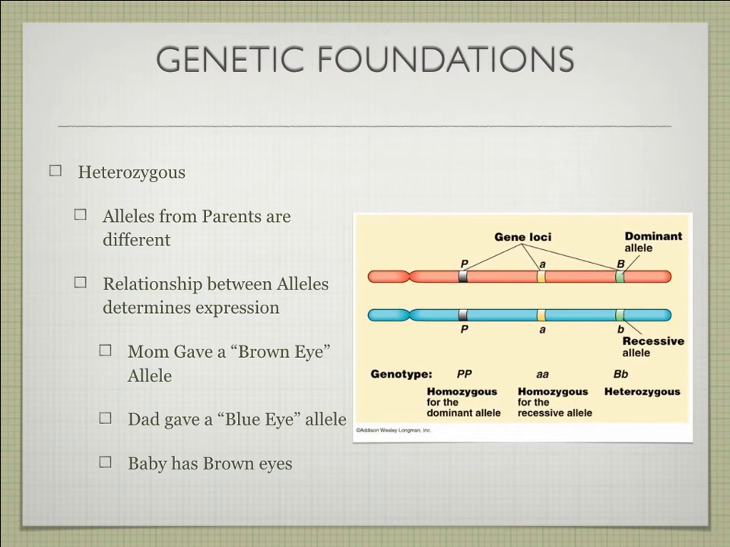Heterozygous is where alleles from the parents are different. So when we see the big B and the little b here, that's what we're talking about. So the relationship between the alleles determines the expression. So if mom gave baby a brown eye allele and dad gave baby a blue eye allele, the baby will have brown eyes because the brown eye allele is dominant over the blue eye allele.